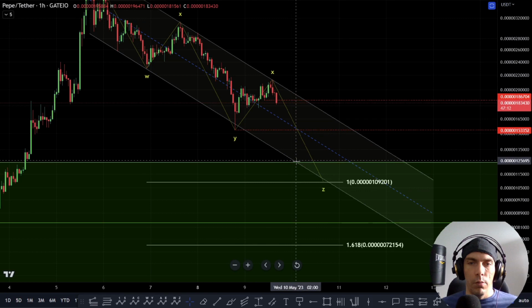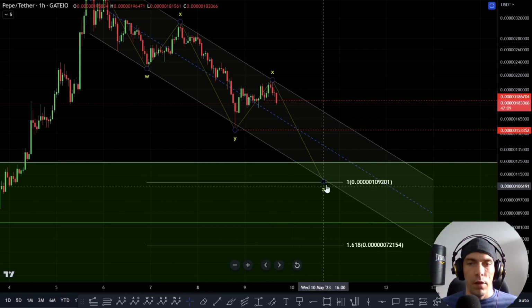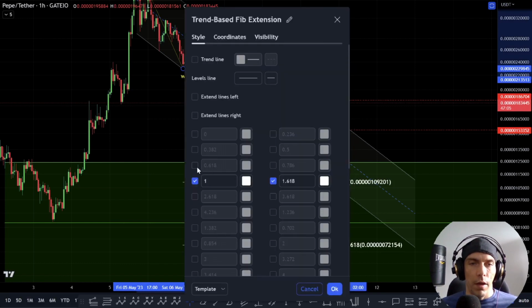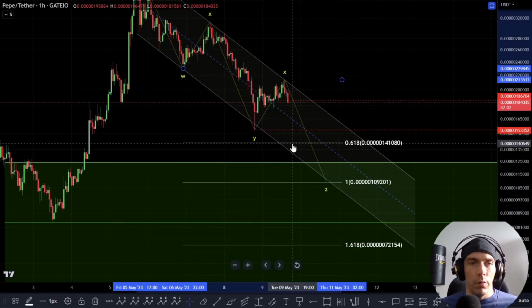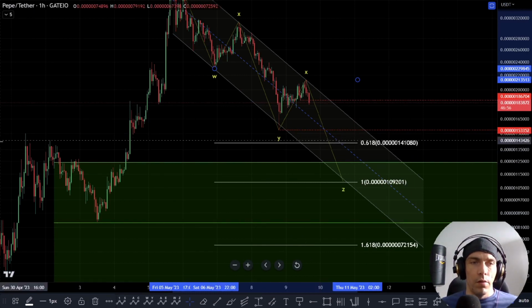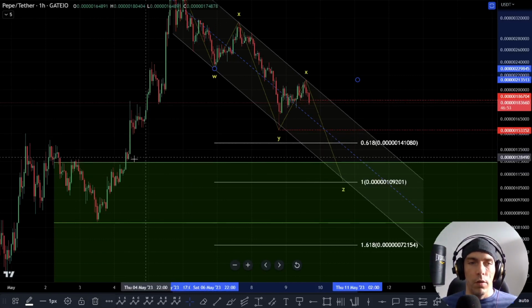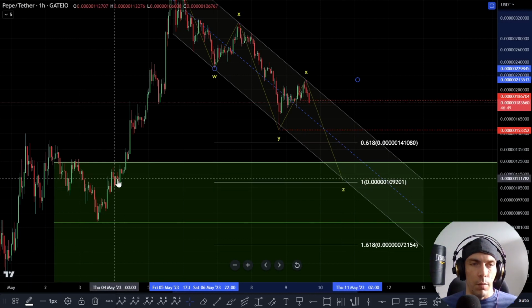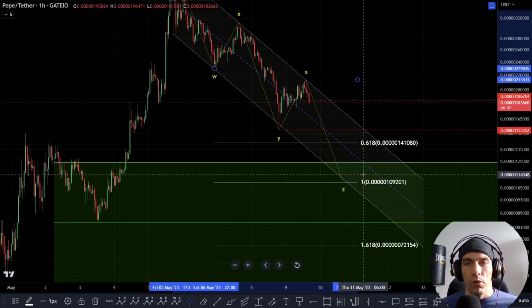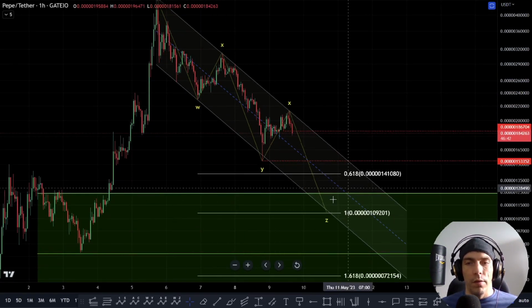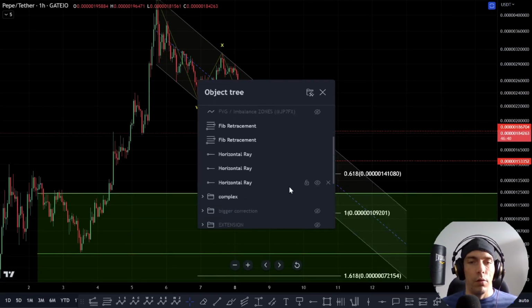If we do get an interaction with this channel, potentially what we could then see is this Z wave come into play. The minimum I'd want to see for this to play out as a corrective wave would actually be the top end of this move once again, which would be this 141080. So there's a couple of areas that are interesting here: the top end of this move, and then if we do move down, the bottom of this channel, as well as potentially coming back and retesting some of this inner support zone here. So yeah, we'll have to see if we actually do get a breakdown in this way, but this is a couple of those targets if we do look to break down.